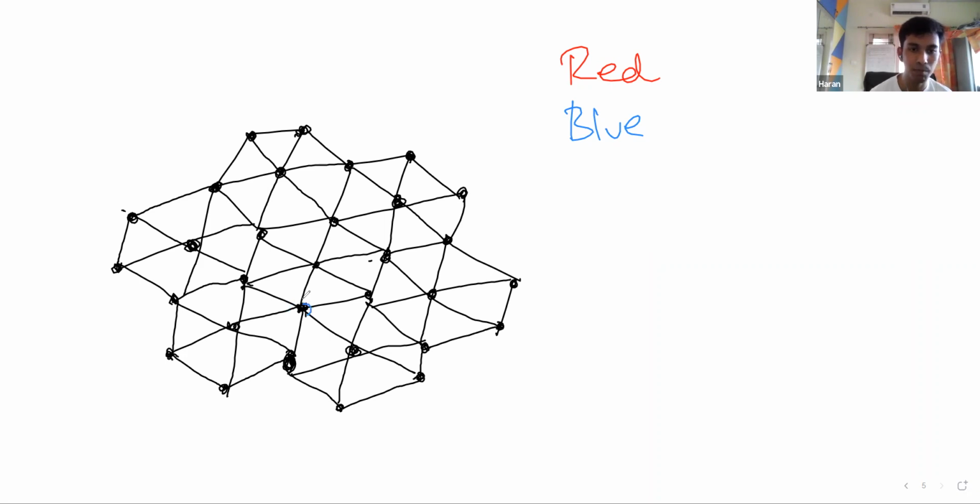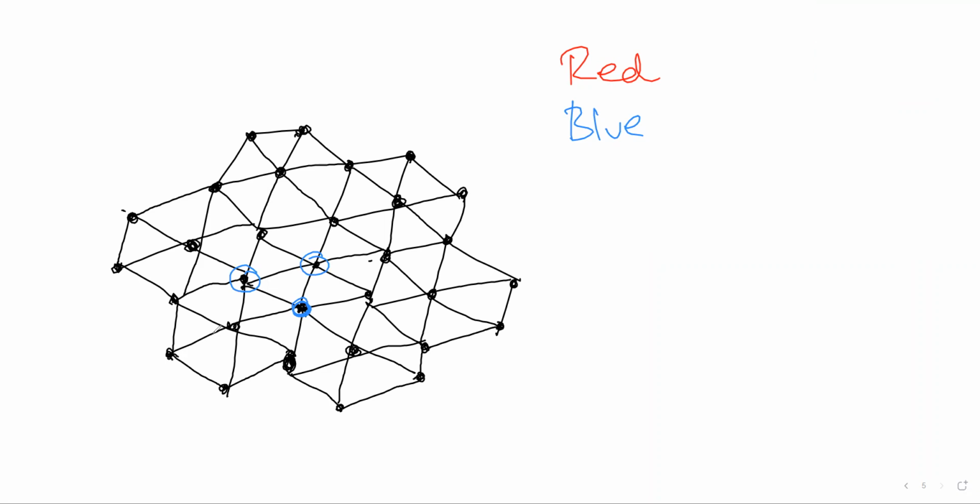There's nothing special about red or blue. It's just one color or the other. So let me start with the blue vertex. Now, can I color both of these vertices blue? No. Why not? You'll form an equilateral triangle. Exactly. So one of them has to be red.